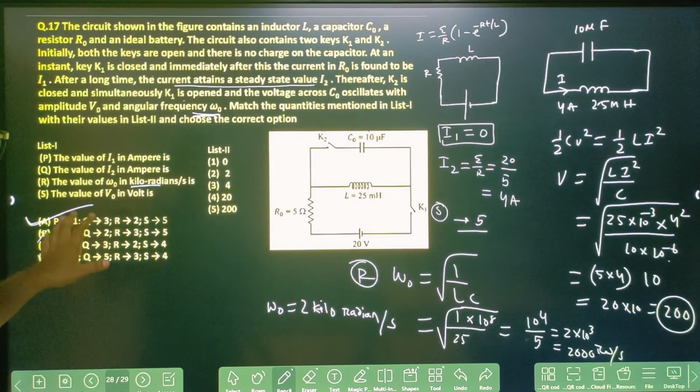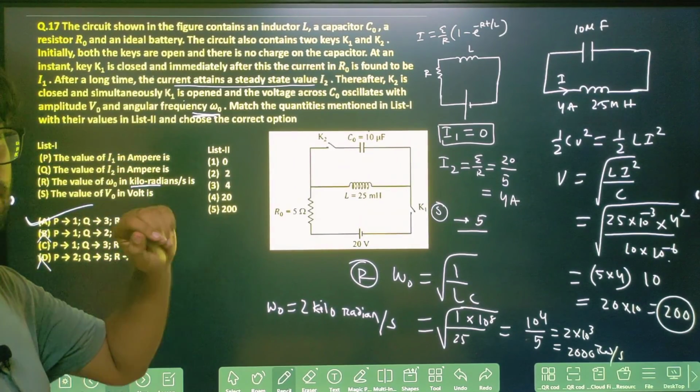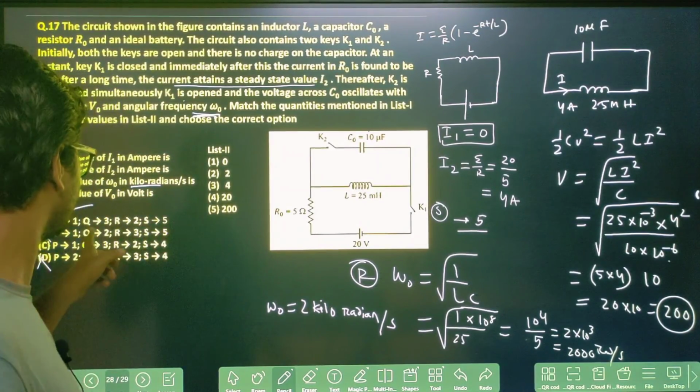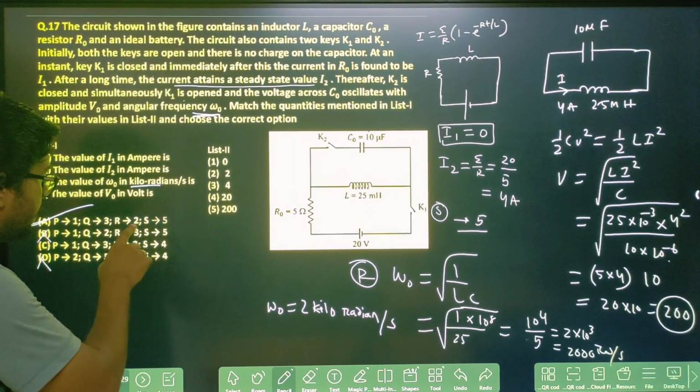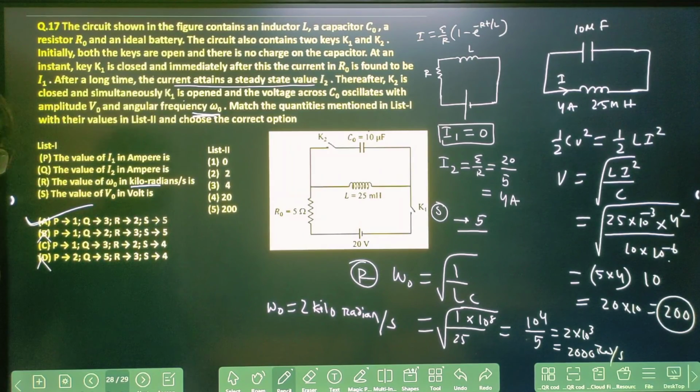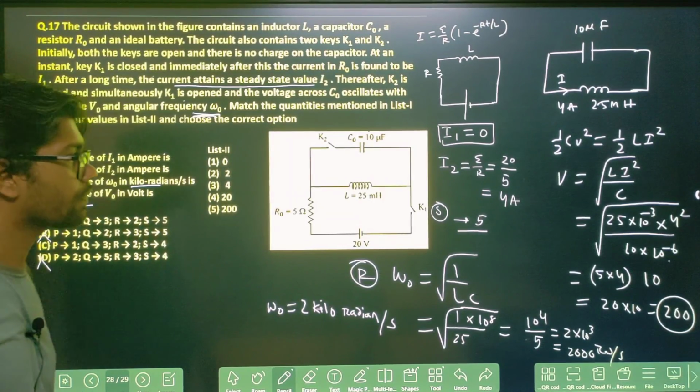So for matching the list, you have to be a little bit smart, and you have to choose which option is not matching and which one you should calculate, so that you can avoid unnecessary time loss. Clear? Okay.